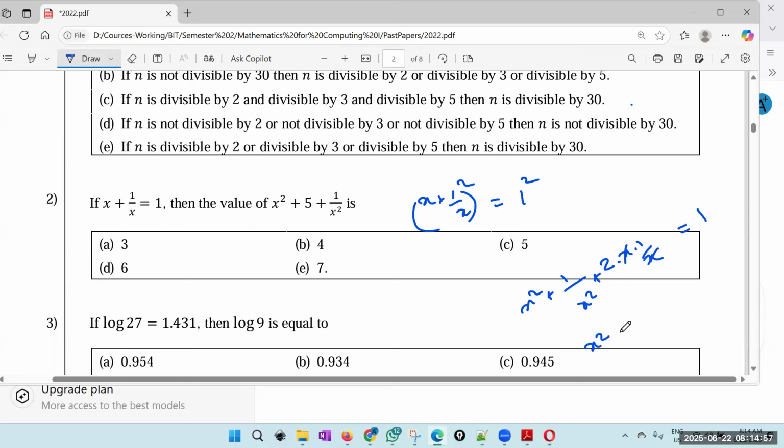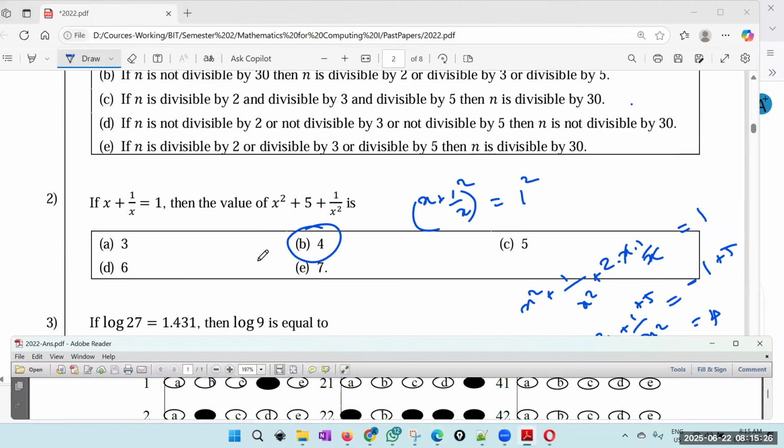So therefore, x squared plus 1 over x squared equals 1 minus 2. 1 minus 2 is minus 1. What we need is x squared plus 1 over x squared plus 5. So then I need to add 5 here, then add 5 here. 5 minus 1 is 4. Right, I'll go for B. Second one, I'll go for B.